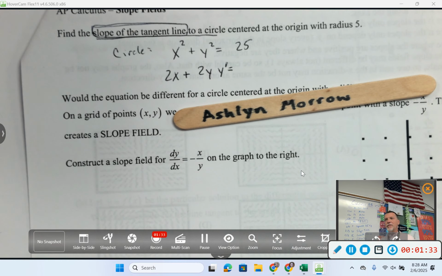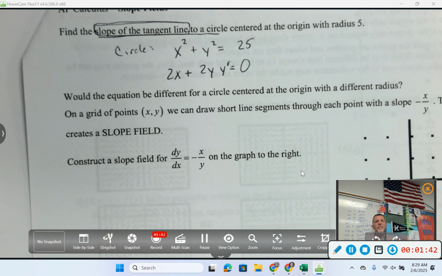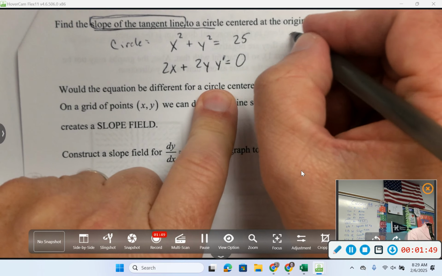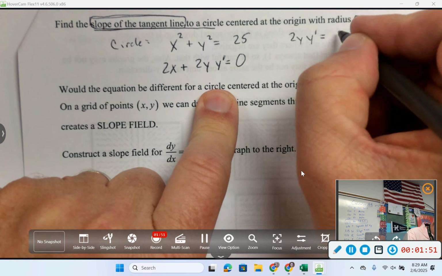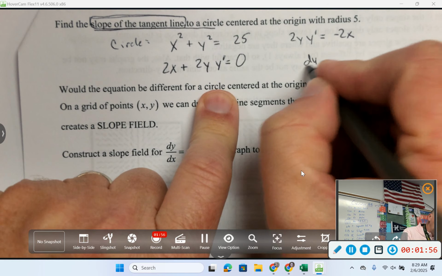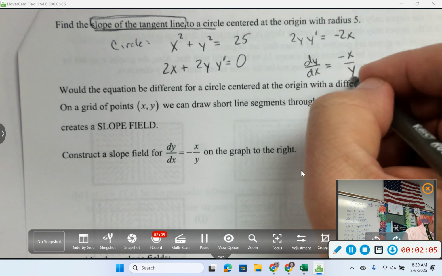Ashlyn, how about the derivative of 25? 0. It's supposed to be the easy one, but sometimes people forget and just write 25 there, and that messes them up. Okay, we're looking for y prime or dy dx, so now a little bit of algebra. So 2y prime equals negative 2x. I'm going to shift to dy dx, because that's how we usually do it in this unit, although y prime is the same. The 2's would go away, so negative x over y.